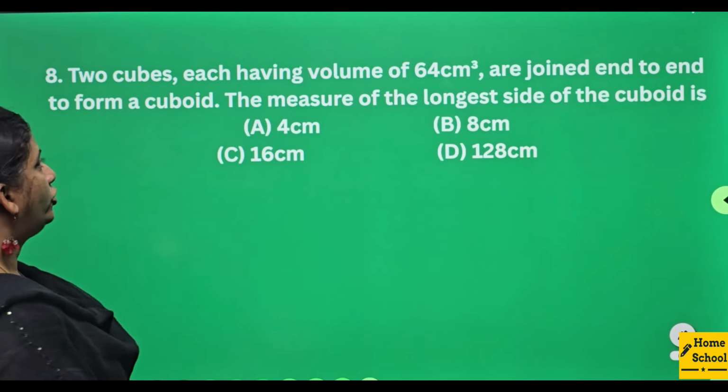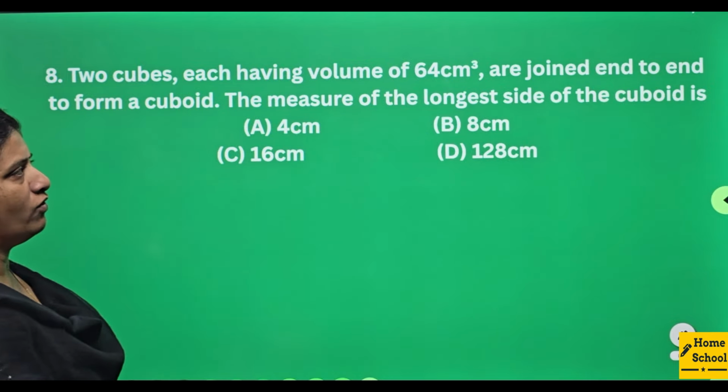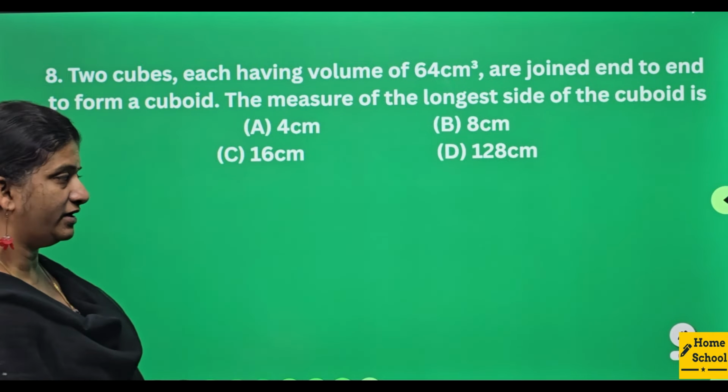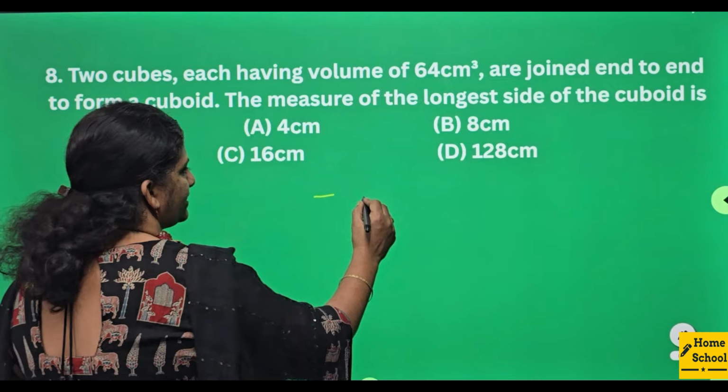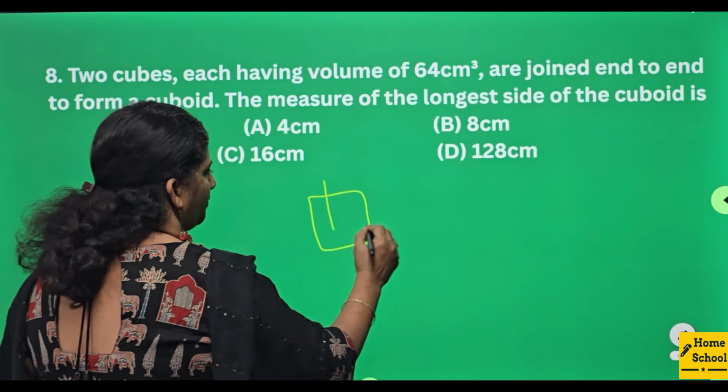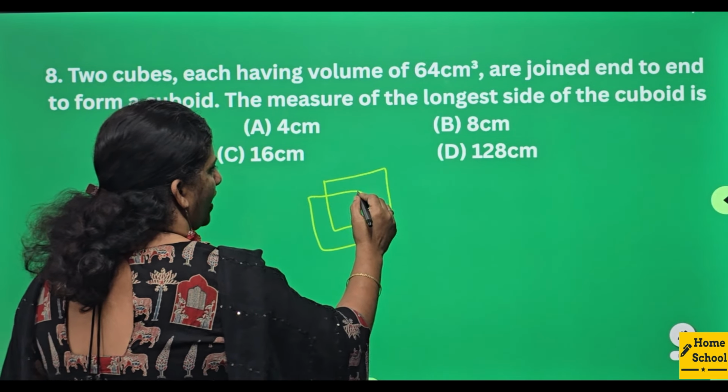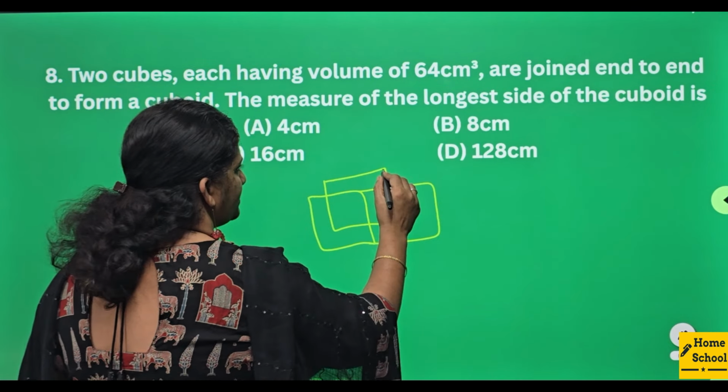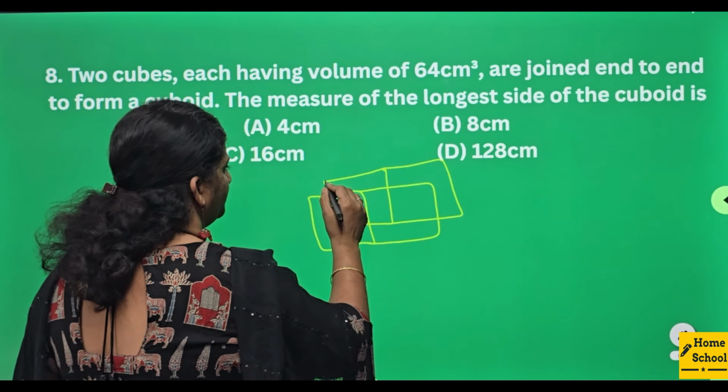8th one. Two cubes each having a volume of 64 centimeter cube. This is a direct textbook problem. This is one of the cubes and this is another cube.